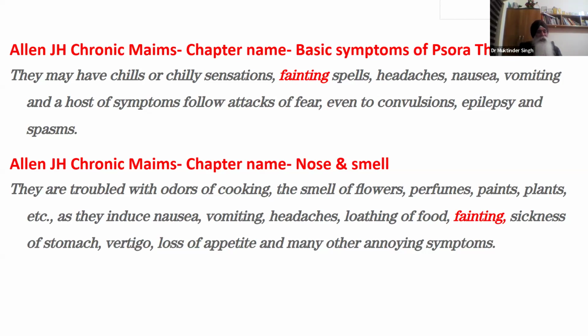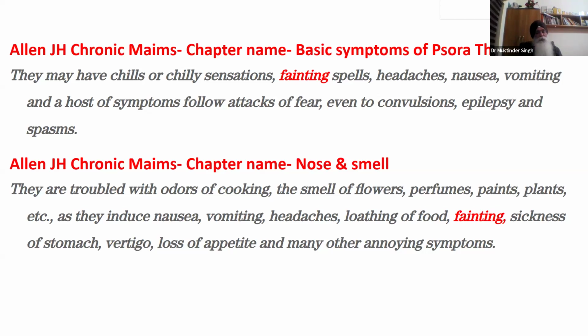In Allen's Chronic Miasms, chapter name basic symptoms of Psora, the rubrics. It is written they may have chills or a chilly sensation, fainting spell, headache, nausea, vomiting, and a host of symptoms follow, attack of fear, even convulsion, epilepsy, and spasm. So these are the symptoms of Psora. There is a sudden flare-up of Psora, because there is no pathological condition, but this is a kind of pseudo-Psora, which can cause a life-threatening situation.